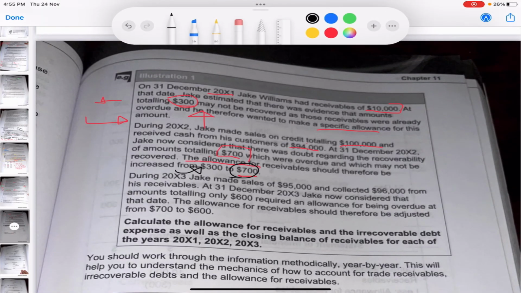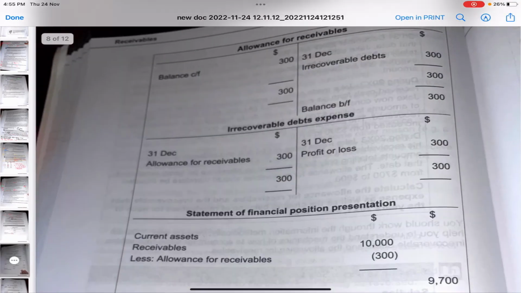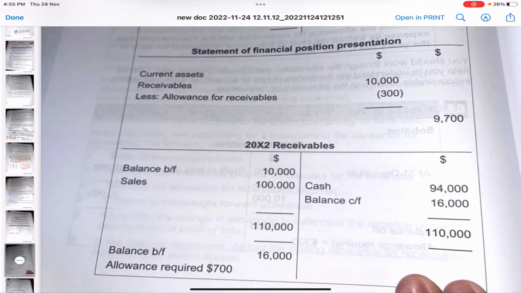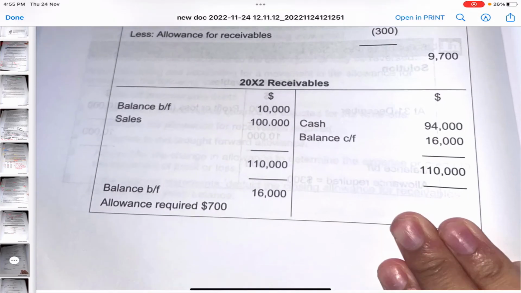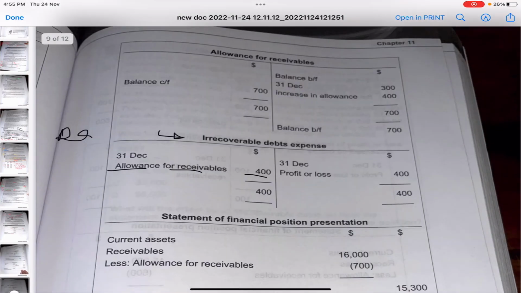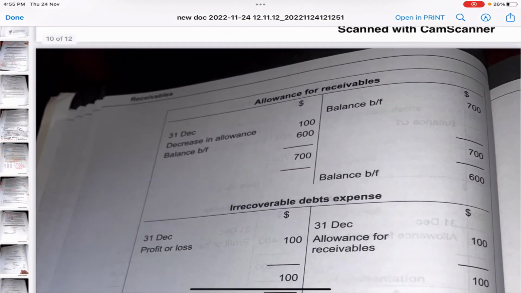Okay. During 2013, Jake made 95,000 sales and collected 96,000. At 31st December, Jake now considered that amounts totaling only 600 required an allowance for being overdue at that date. The allowance for receivables should be adjusted from 700 to 600. So he wants to adjust 100. By 100, he wants to reduce the irrecoverable debts. So how is he going to do that? Think about it. Try doing it yourself.